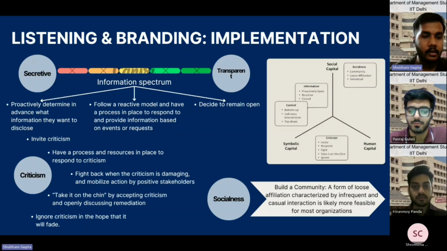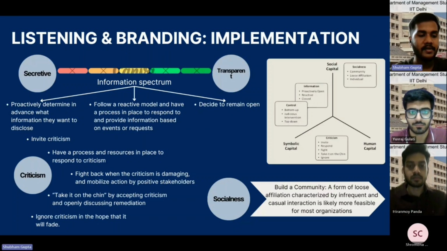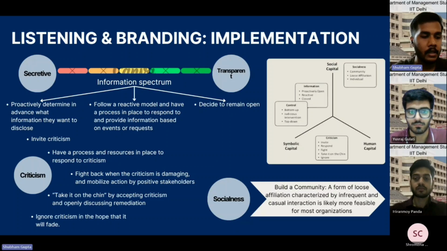When it comes to criticism, the organization can invite criticism, or it can have a process and resources in place to respond to criticism. Then an organization needs to decide whether they want to fight back against criticism, either take it on the chin, or completely ignore it. So these three actions will determine your criticism response strategy. It cannot be one size fits all. Different types of situations demand different types of reaction to different criticisms. Depending on the severity of the situation, an organization can decide to fight back, ignore, or simply take it on the chin.